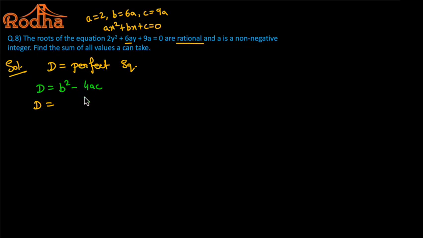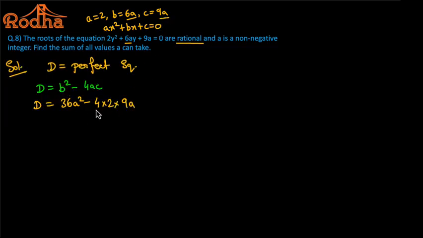So we can simply put here, d will be equal to b square minus 4ac. So b square becomes 6a whole square, which is 36a square, minus 4ac. What is 4ac? 4 into a into c. So a is here 2 and c is here 9a.